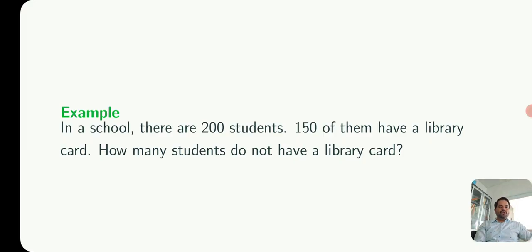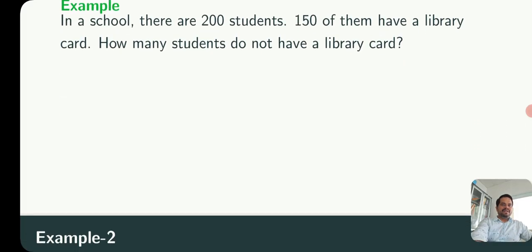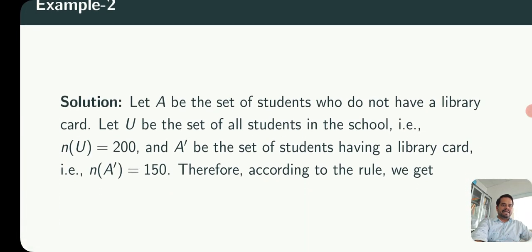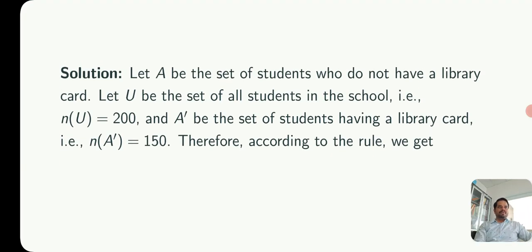Yes. Look here at the second example on this subtraction principle. In a school there are 200 students, 150 of them have a library card, and we have to ask how many students do not have a library card. So this is the example of students without a library card. Here also, in the solution, you have to denote U, A and A dash, and then you can find the solution of the above problem.